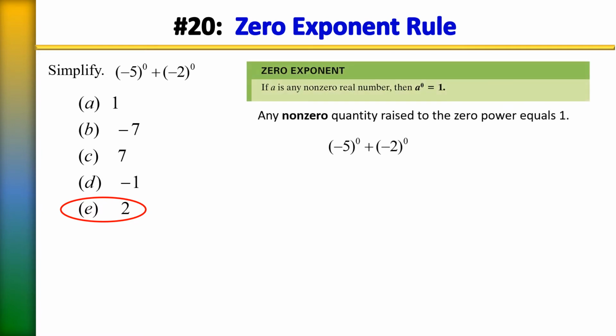Recall that for the zero property, any non-zero quantity raised to the 0 power equals 1. So -5 to the 0 power equals 1. -2 to the 0 power equals 1. 1 plus 1 equals 2. Also remember that 0 is considered an even number, so an even amount of negative signs will always equal a positive. So that is why it equals +1 and not -1.